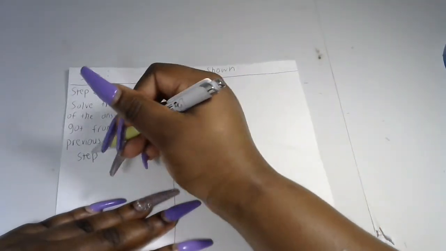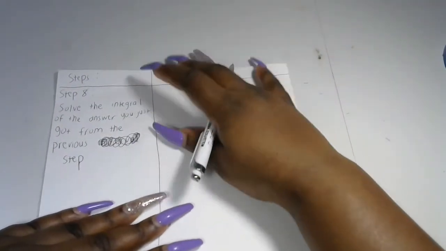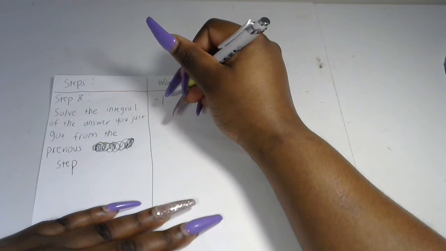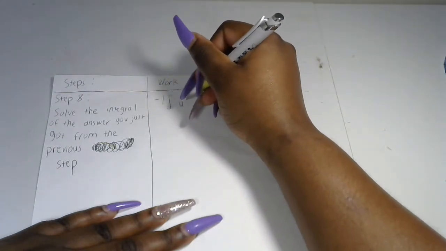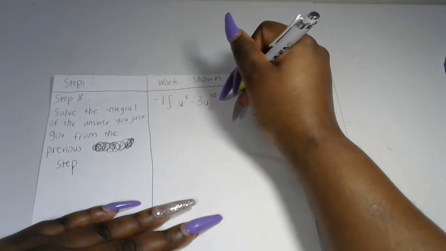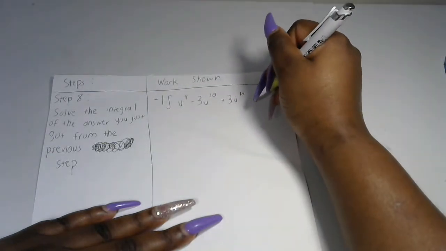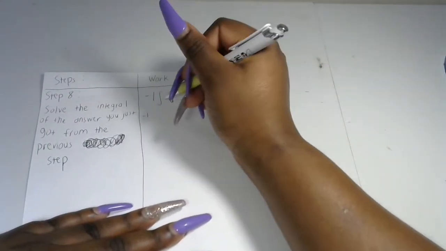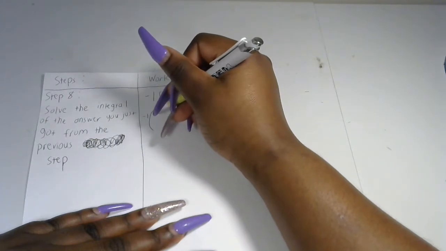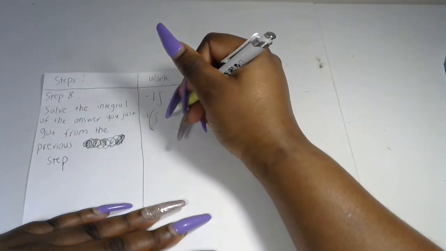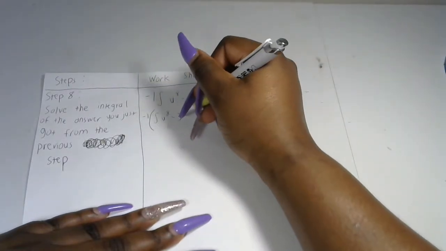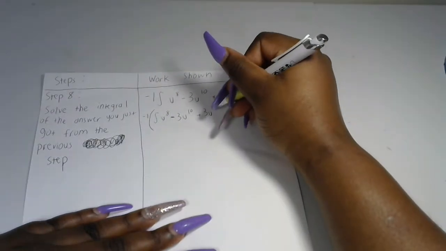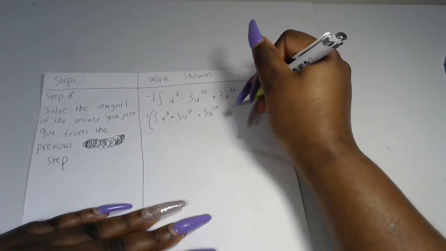So from the previous step, we got negative 1 times the integral of u to the 8th minus 3u to the 10th plus 3u to the 12th minus u to the 14th du. Let's ignore this negative 1 until the very end, and put the rest in parentheses. So negative 1 times the integral of u to the 8th minus 3u to the 10th plus 3u to the 12th minus u to the 14th du.